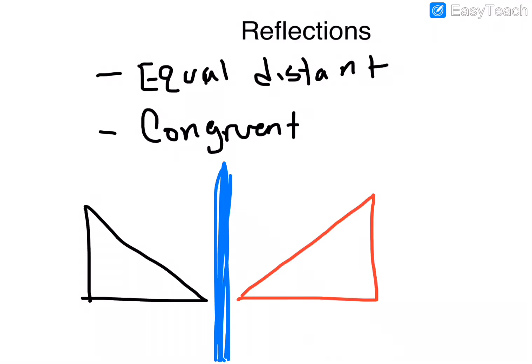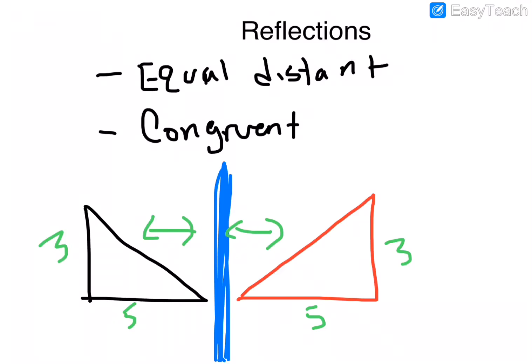Let's pretend that my beautiful triangles look the same. What we need to know is that they're equal distance from each other. That means that however far away I was from this blue line to that triangle is the same as from this blue line to this triangle. That also means that these two triangles are congruent. They're the exact same shape. If this were to measure 3 inches, this is also 3 inches. If this line down here measures 5 inches, then this also measures 5 inches. So that is what we have to know about reflections.